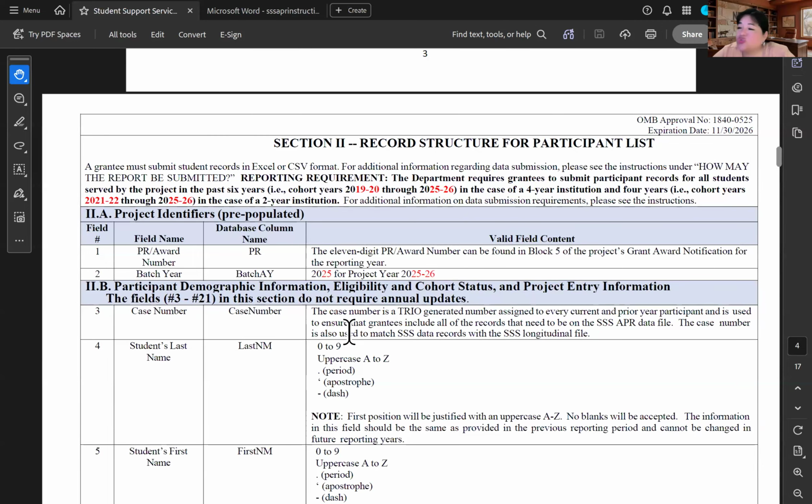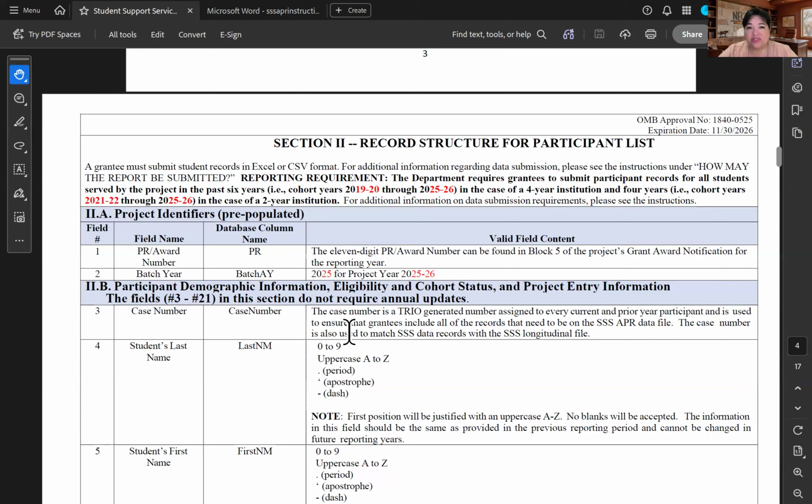The case number is a TRIO generated number from the Department of Ed assigned to every current and prior year participant. That's used to ensure that we include them in all our records. It's also used to match SSS data records with the field that they merge into. So case numbers have now replaced social security numbers. Unless there's another reason or your institution requires it, I would stay away from asking about their social security numbers because they are not needed for the APR.